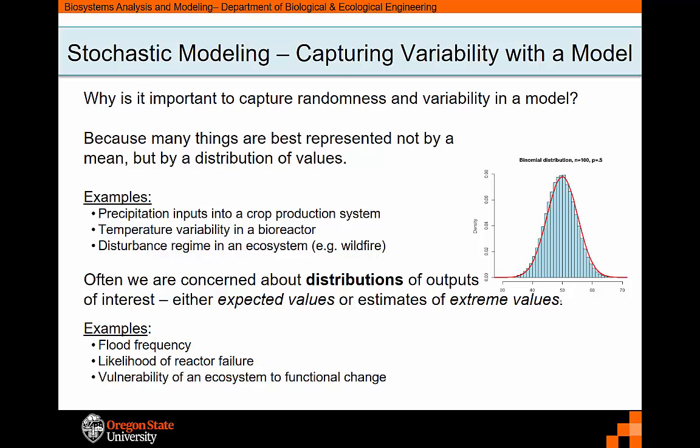Take a second to identify processes that you are familiar with that might be highly variable. As you will see, variability exists all around us.